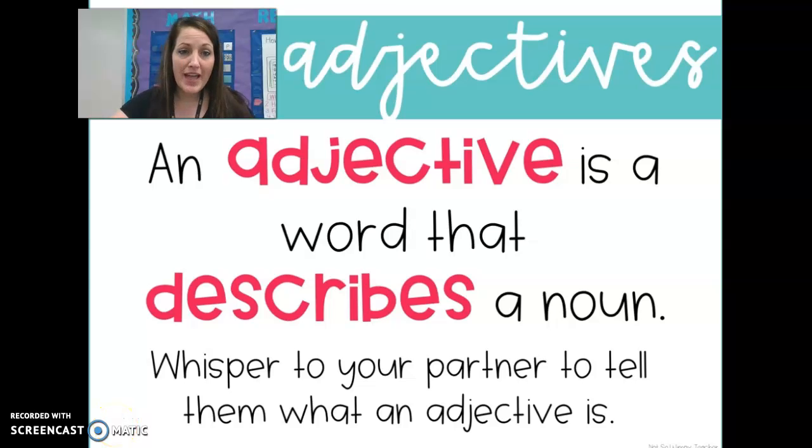Time to talk about some adjectives. An adjective is a word that describes a noun. So see why we had to learn nouns first? A person, place, thing, or animal. So an adjective is a word that is going to describe that person, place, thing, or animal. All right.